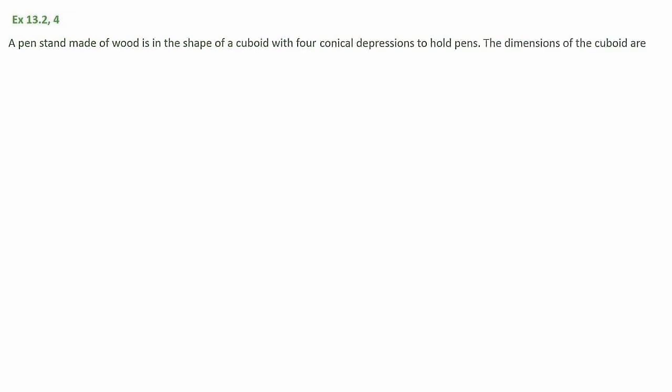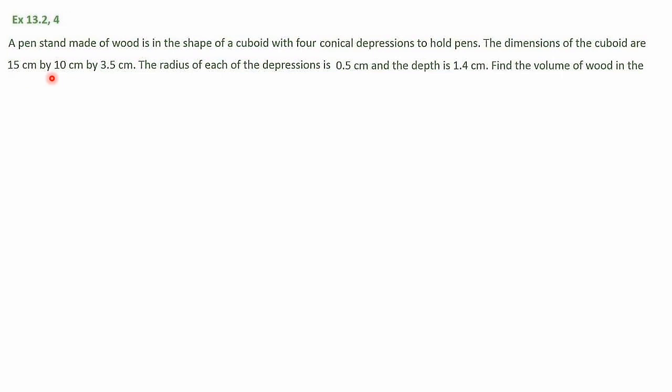Next we shall discuss the fourth question from the same exercise. A pen stand made of wood is in the shape of a cuboid with 4 conical depressions to hold pens. The dimensions of the cuboid are 15 cm by 10 cm by 3.5 cm. The radius of each of the depressions is 0.5 cm and the depth is 1.4 cm. Find the volume of the wood in the entire stand.